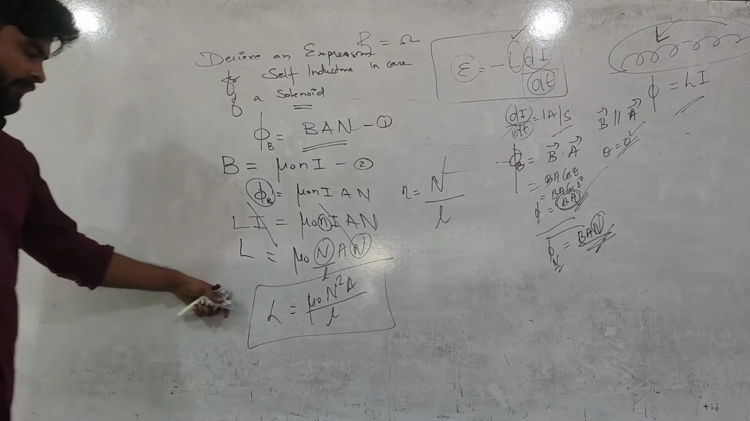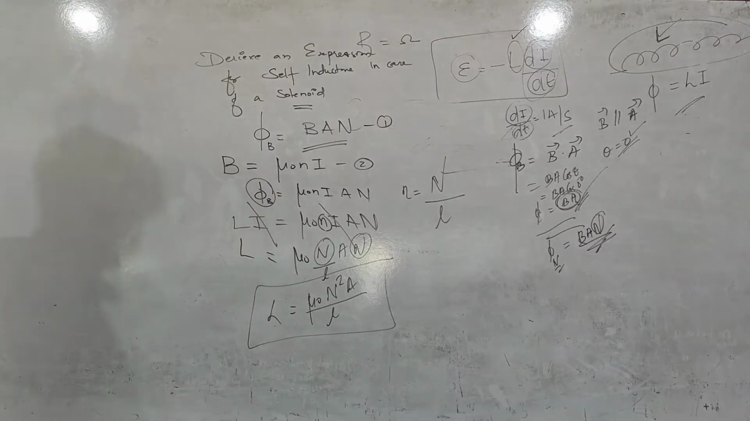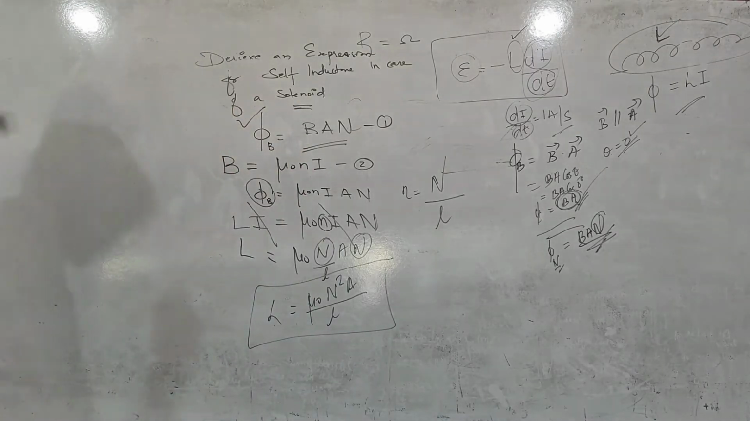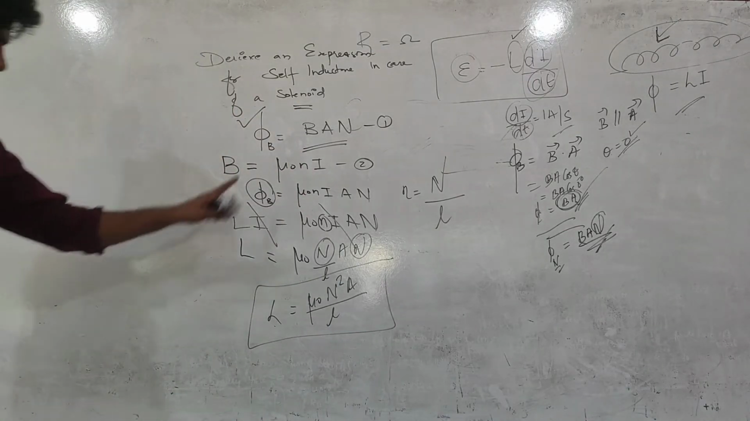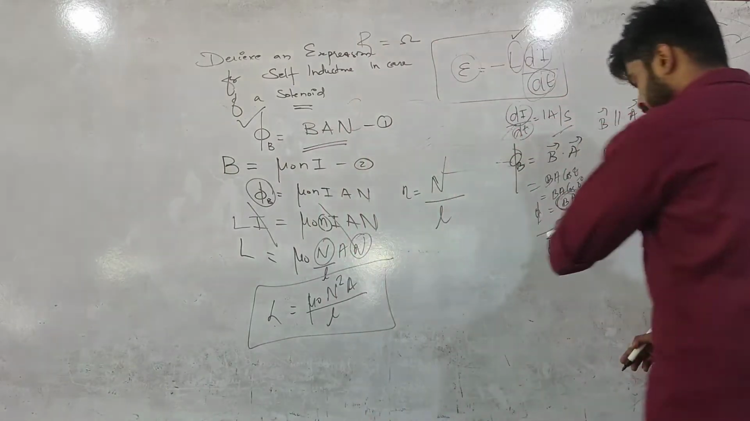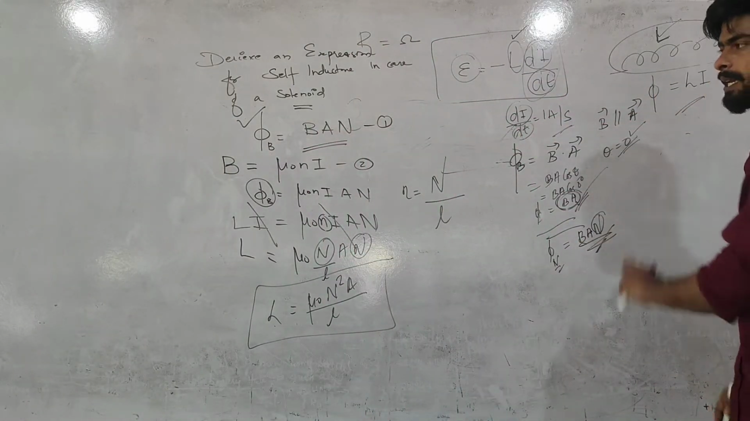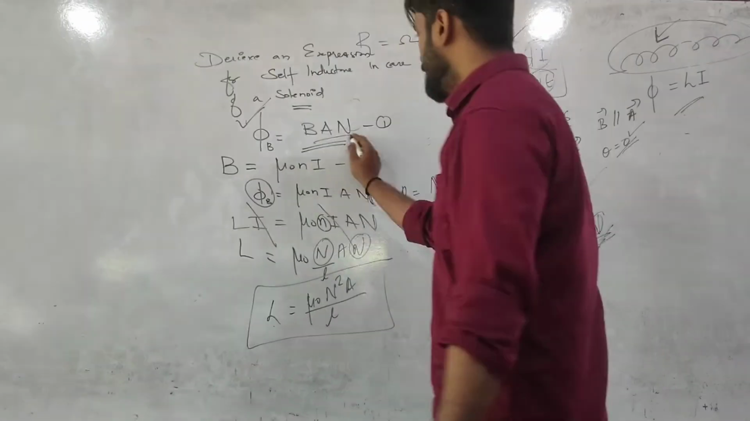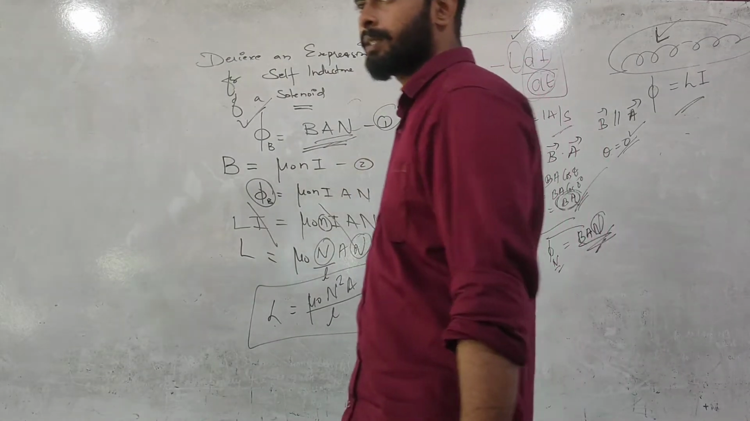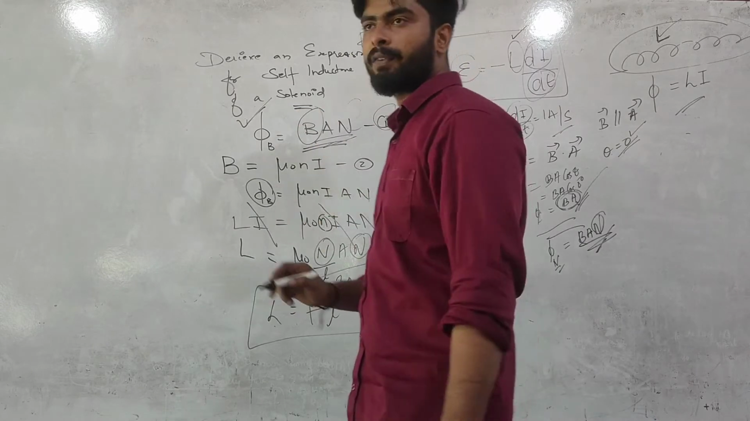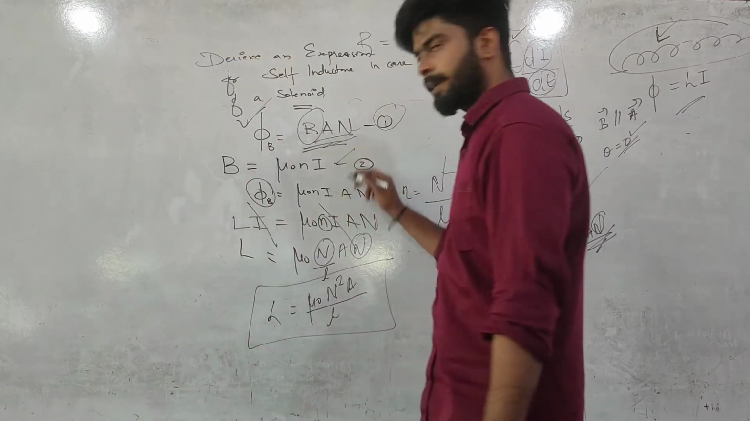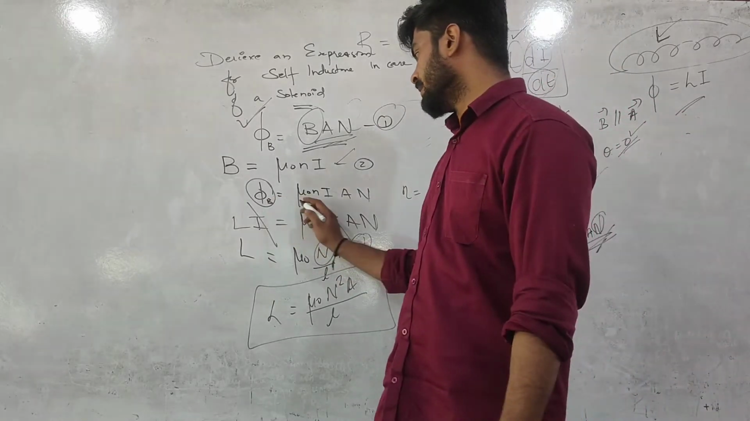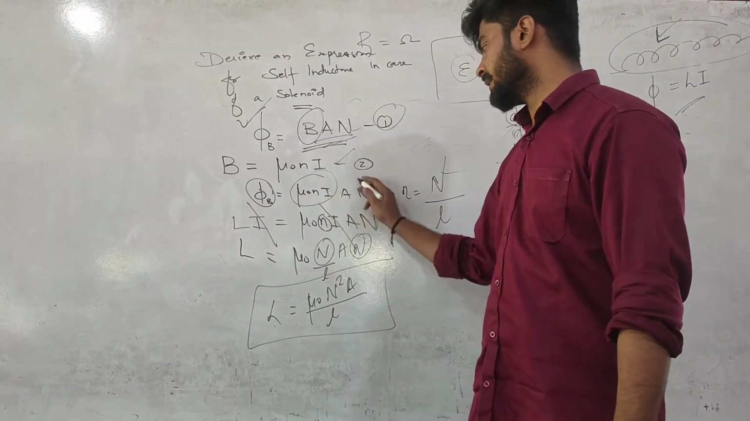So in order to derive the expression for self-inductance in case of a solenoid, we have to find the magnetic flux associated with a solenoid. We know that for one turn it's BA, so for N turns it will be BAN, which is our first equation. And we know the magnetic field of a solenoid, it's mu 0 n I. On substituting the value of magnetic field in equation number 1, we have phi B is equal to mu naught n I A N.